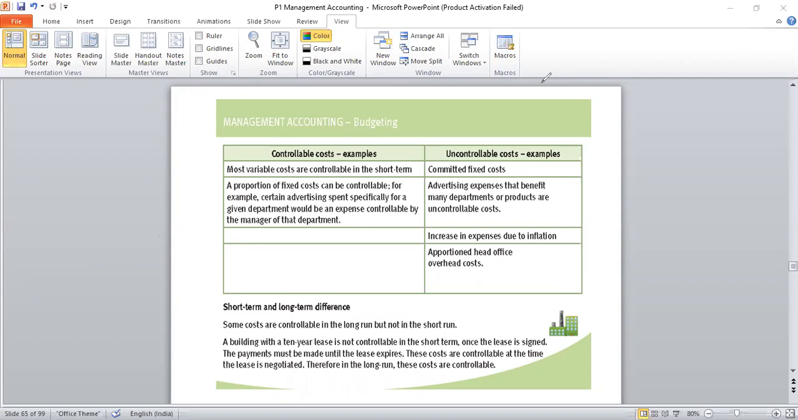What are uncontrollable costs? Committed fixed costs, advertisement expenses that benefit many departments or products are uncontrollable costs. So in that case, that is just allocated. Increase in expenses due to inflation, apportioned head office overhead costs.